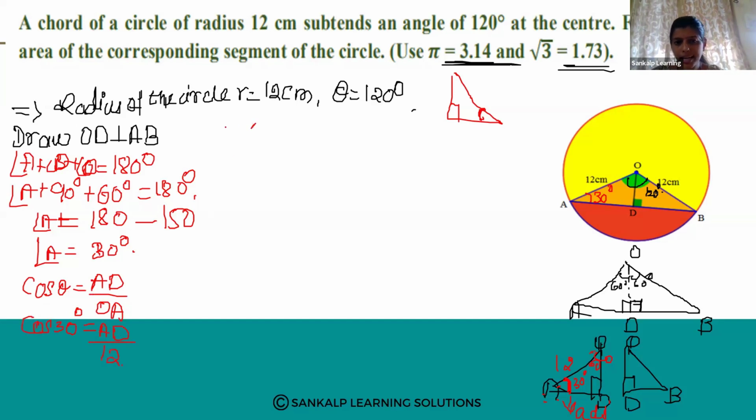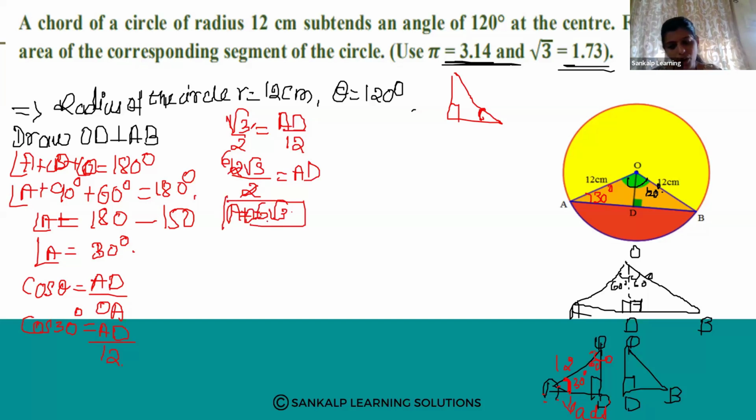Okay. Cos theta is cos 30 degree. Cos 30 degree is root 3 divided by 2. Right? So root 3 divided by 2 is equal to AD divided by 12. So transfer this 12 to this side. 12 into root 3 divided by 2 is equal to AD. So 2 ones are 2, 2 sixes are 12. You will get AD is equal to 6 root 3. Right? AD is equal to 6 root 3, by using cos 30 degree.